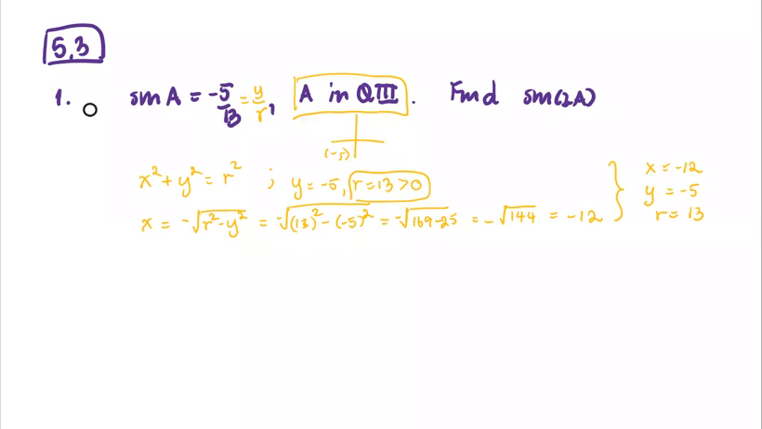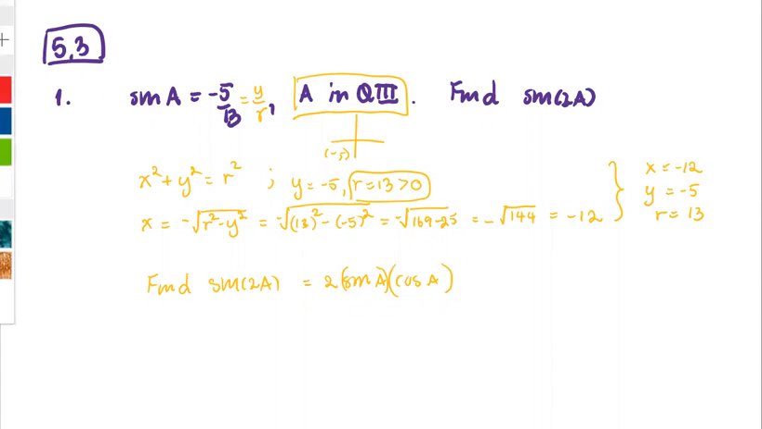Next we get to the point of finding the sine of the double angle 2A. Use the formula: sine of 2A is 2 sine A cosine A. So we put together the values of sine A and cosine A from the x, y, and r that we found. As a side note, since x is -12, y is -5, and r is 13, the sine of A is given as -5/13, which is y/r.